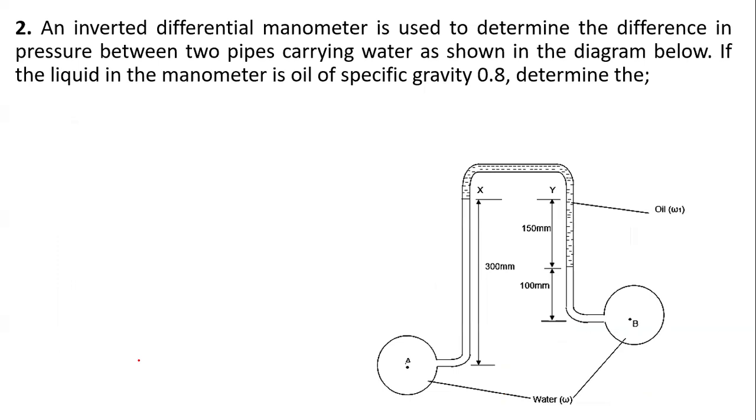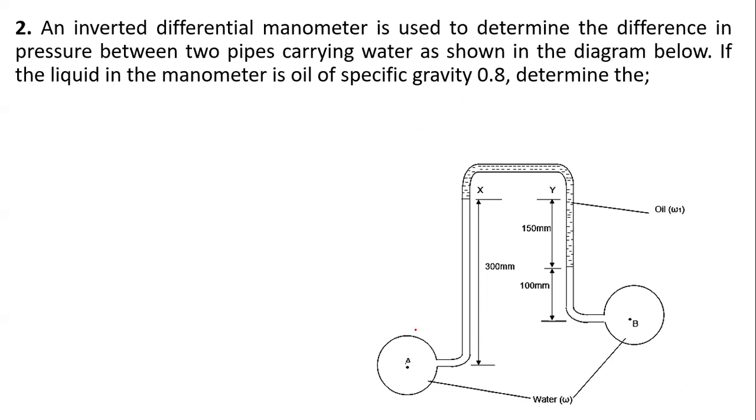Here is another question. This is now our inverted U-tube manometer. So what do we have? We are told that this is an inverted U-tube manometer. Inverted U-tube manometer is like this. And what we've been given is that what we have up there is oil, whose specific gravity is 0.8. And then here, what is flowing on the other side is water.